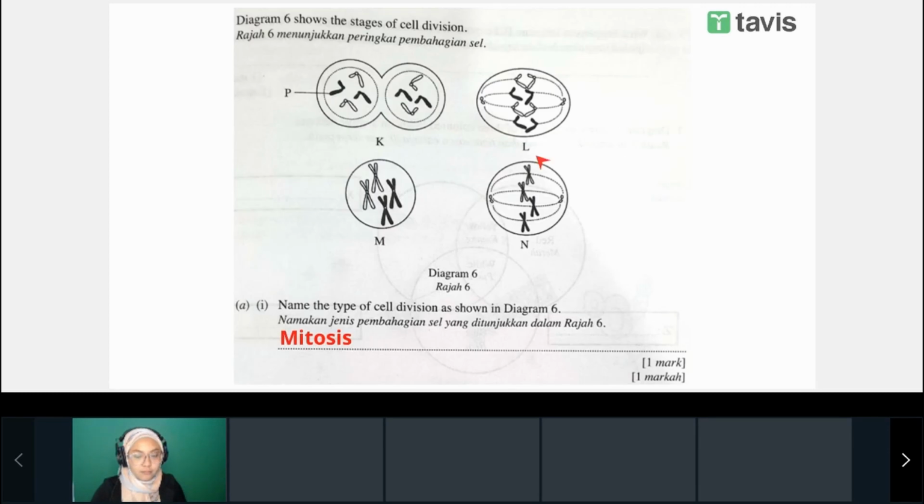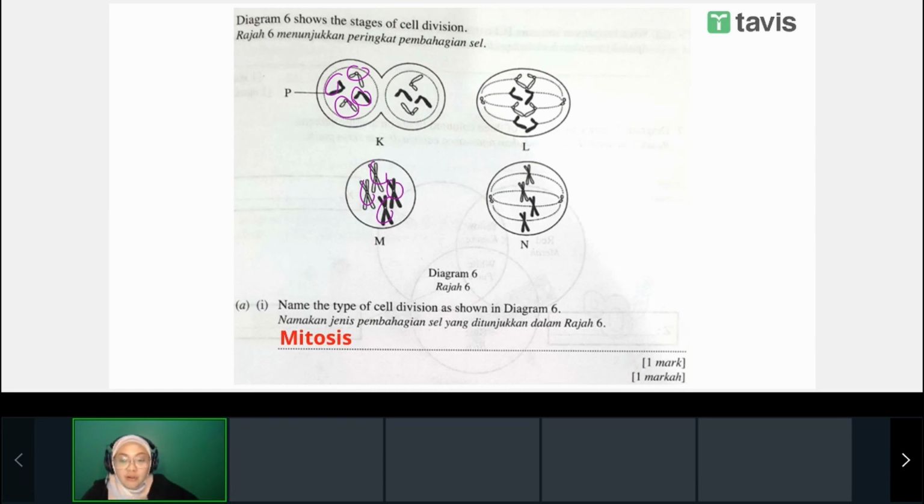Diagram 6 shows the stages of cell division. Can you identify the stage of the cell division? Every cell has four chromosomes, and this one also has four chromosomes. That means it is mitosis.